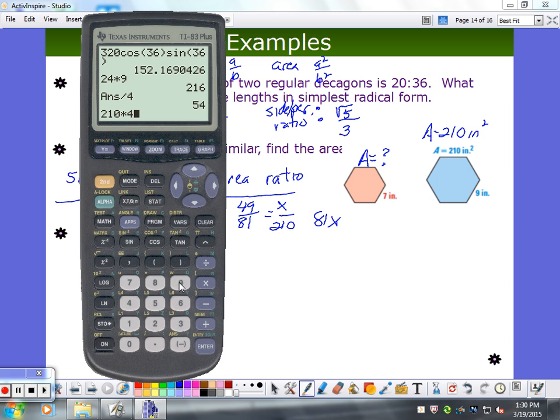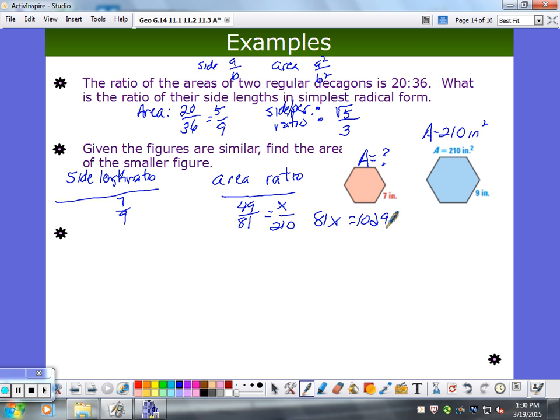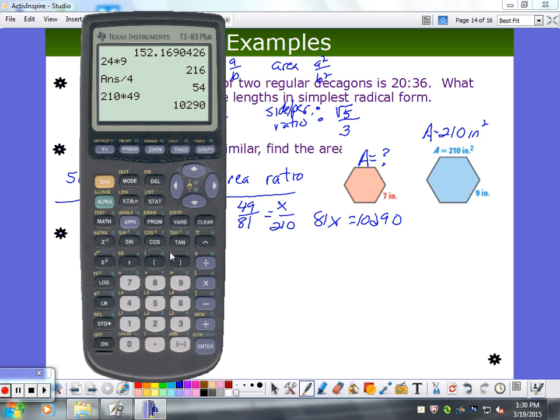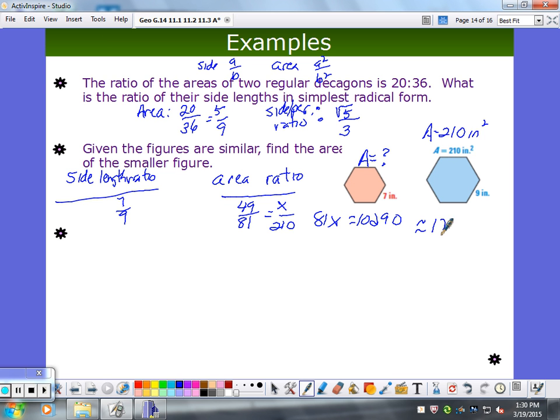We'll just do it cross by x. 10290. Divide that by 81. And I get approximately 127.04. And let's not forget our units, these are in inches and square inches. So using the ratios, and not doing anything else really, I can find that area. So that's kind of the cool bit.